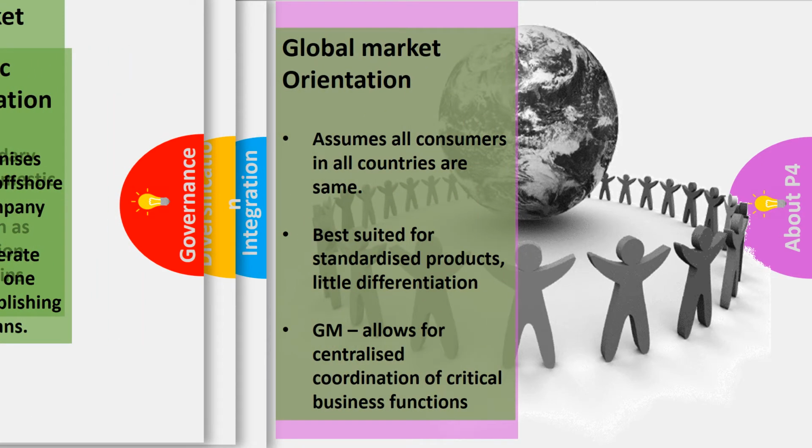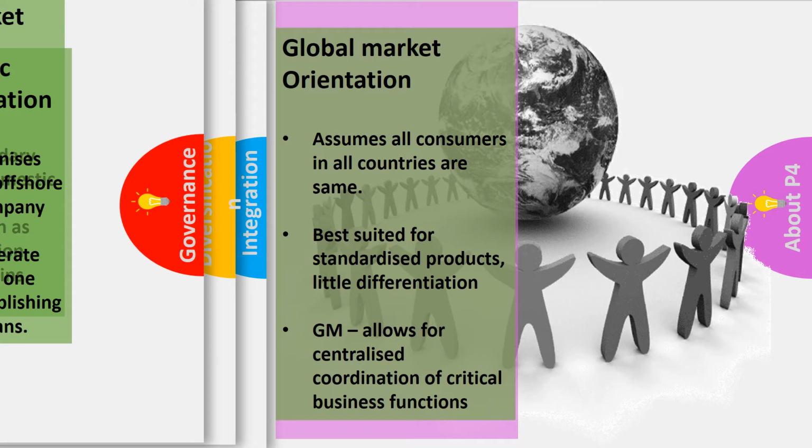So when we look at the global market orientation, really we are assuming that all consumers in all countries are the same or very, very similar. And these are best suited for standardized products with little differentiation. Global marketing allows for centralized coordination of critical business functions. Global marketing strategy assumes all consumers in all the countries or geographic regions are the same or very, very similar.